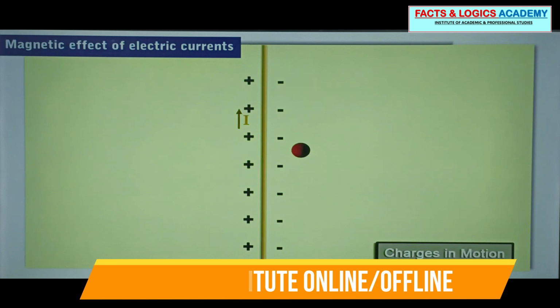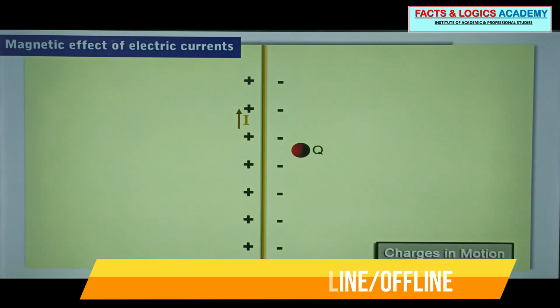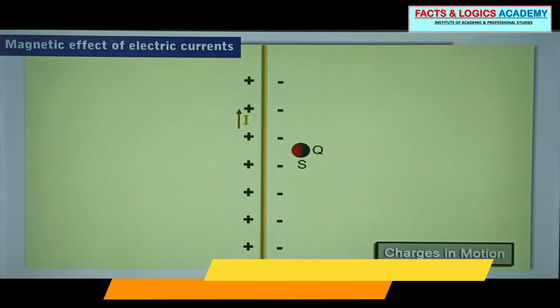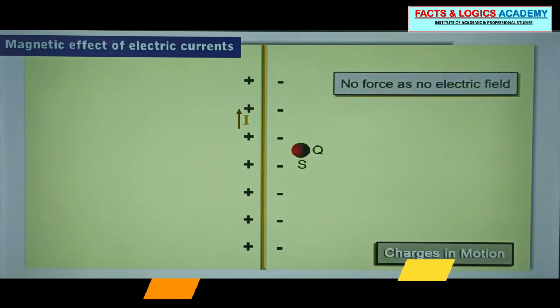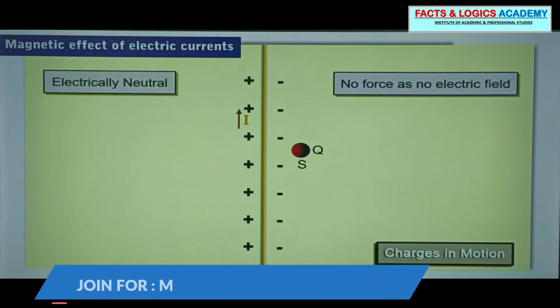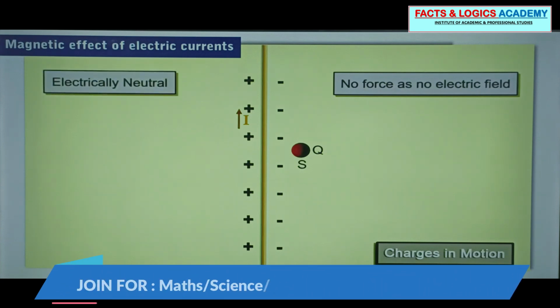Let us now learn about charges in motion. If a charge q is placed near a current-carrying conductor at point S, it does not experience any force because there is no electric field at point S. This is due to the fact that the conducting wire contains an equal number of positive and negative charges. It is electrically neutral and hence does not produce a net electric field.